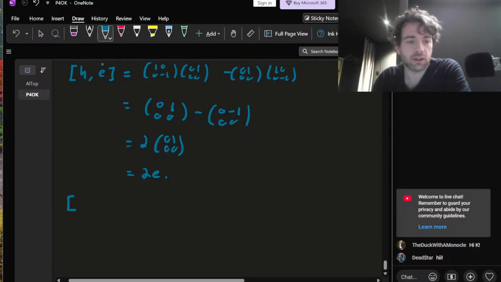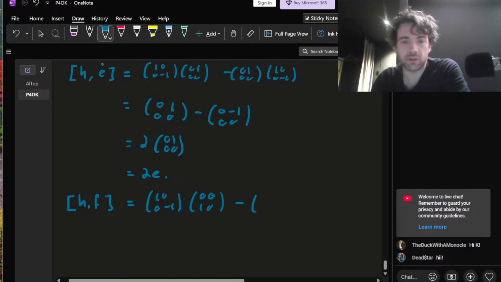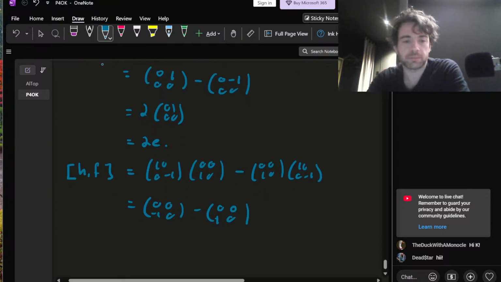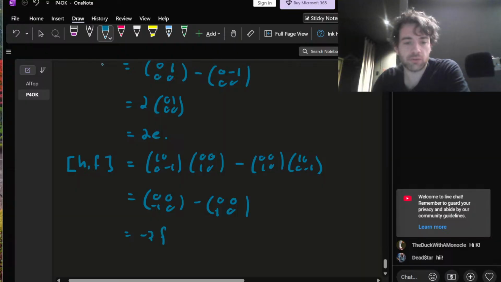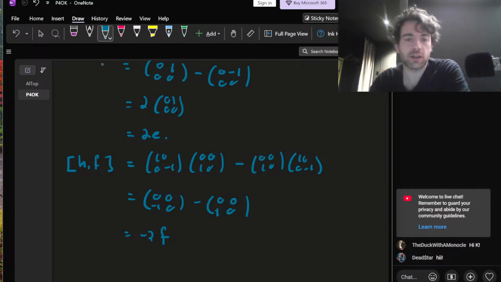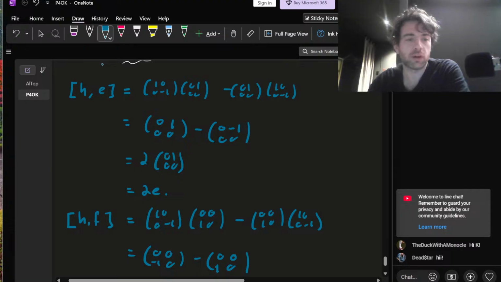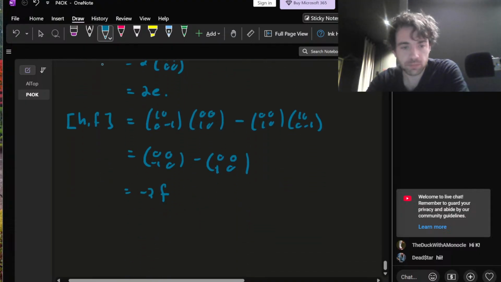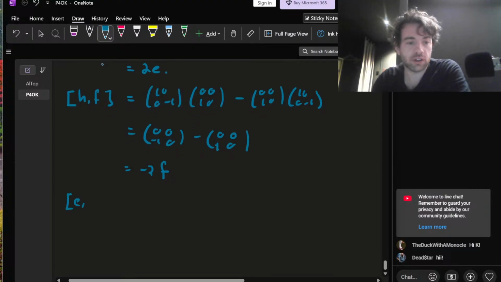Now we could look at HF, and, well, okay, let's just do it. You can probably guess it's going to be a very similar computation, right? We'll get minus 1 in one entry and 1 in another, and we get minus 2 times F. Now, remember that the Lie bracket is anti-symmetric, so we already know what E bracket H is. It's just going to be the negative of this. So the only one left to check, really, is just EF.